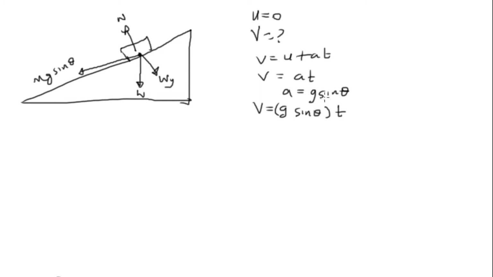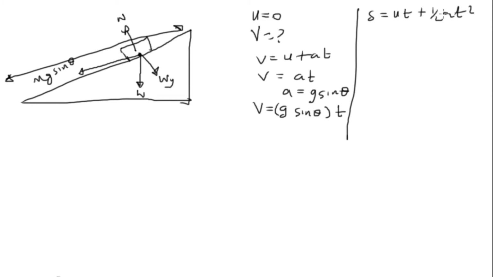In order to find the distance at which the object falls, that is how far the object falls down the inclined plane, we can do that using the equation of motion, s equals ut plus half at squared. Notice that u is equal to 0, so s is equal to half a t squared, where a is the acceleration with which the object falls, and that is g sine theta. So you can use this formula to find the distance with which the object falls.